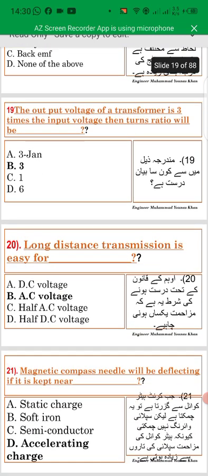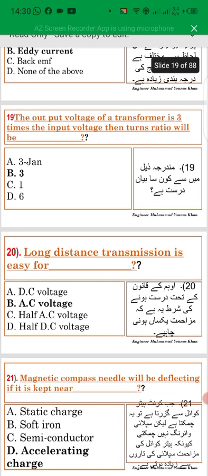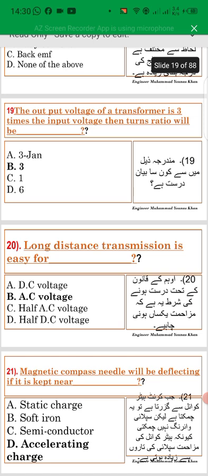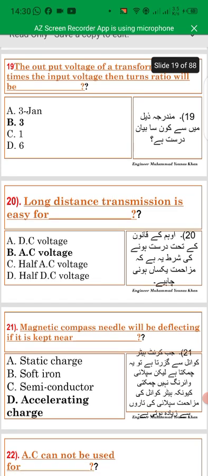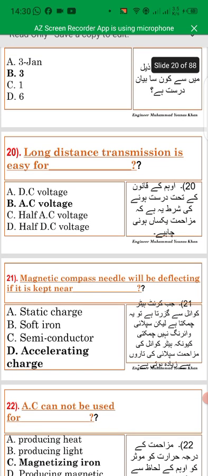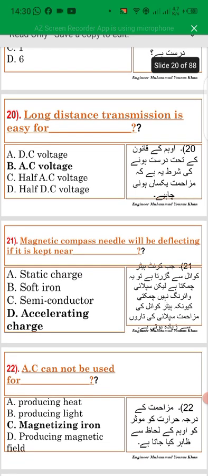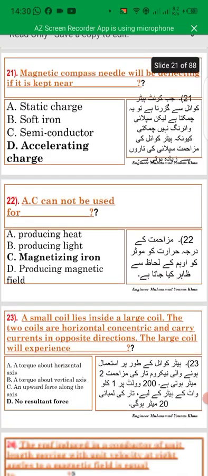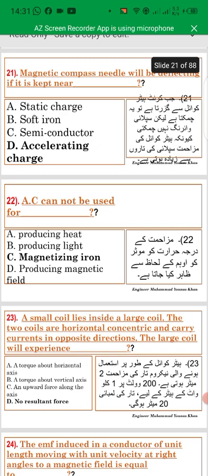The output voltage of a transformer is 3 times the input voltage, then the turns ratio will be 3. Long distance transmission is easy for AC voltage. A magnetic compass needle will be deflected if it is kept near an accelerating charge. AC cannot be used for magnetizing iron.